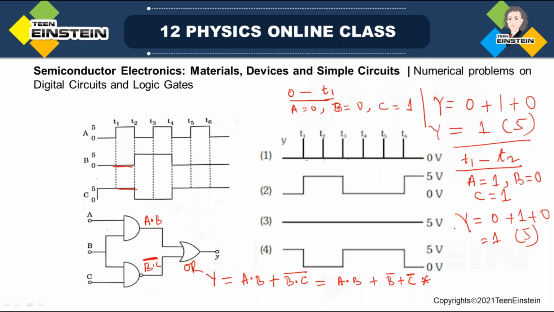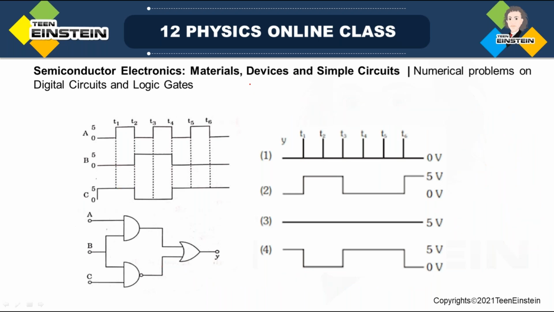T1 to T2 we get high level. I'll just write it here. 0 to T1, what is the result? 5 volt. Okay, so T1 to T2, what is the result? This is also 5 volt.